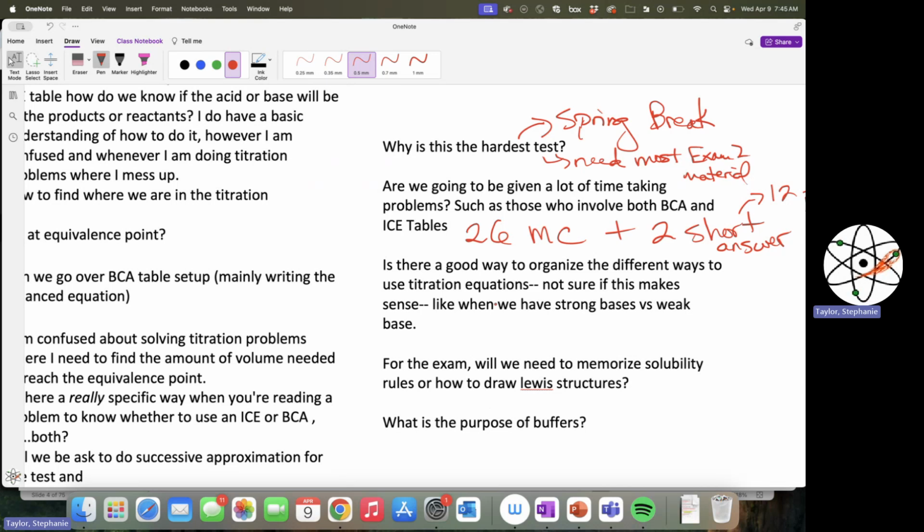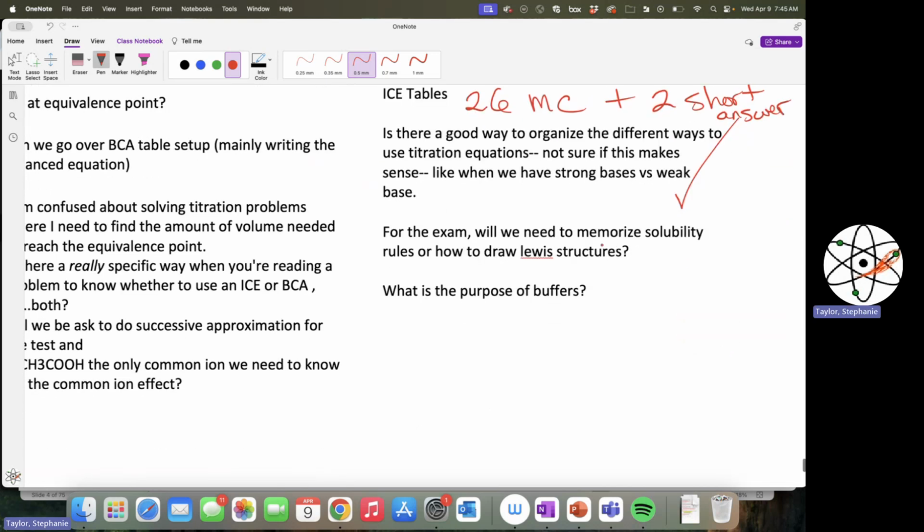Okay, so I tried. For the exam, will we need to memorize solubility rules? I'm going to just say no. No, you have Ksp. In my class, I did talk about what I think is potentially helpful, which is sometimes knowing that your alkali metals are always soluble. Frankly, I think that is helpful, but at this point, if you don't think that's helpful or you don't have time, then don't worry about it. You can just look for Ksp.